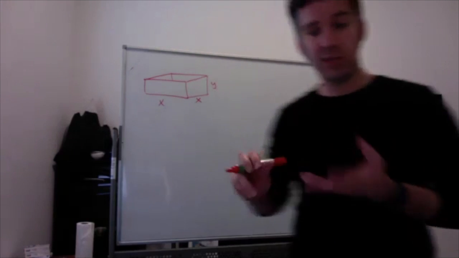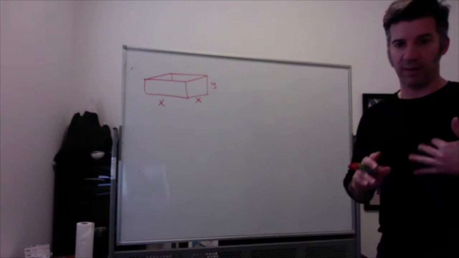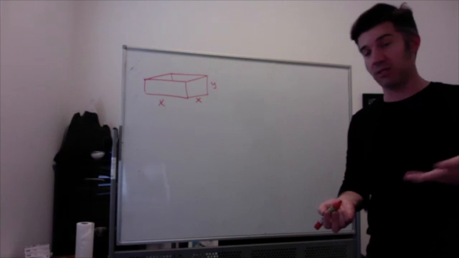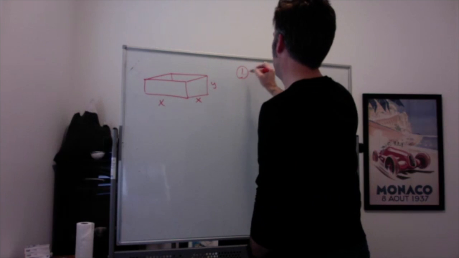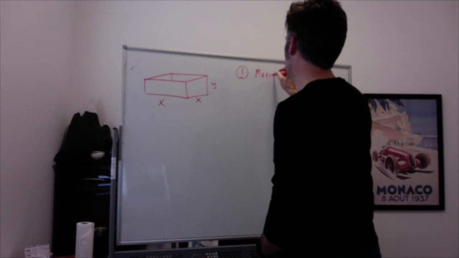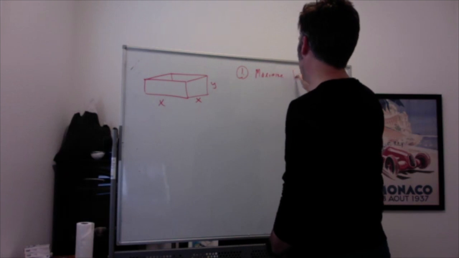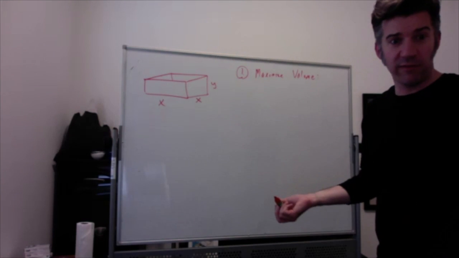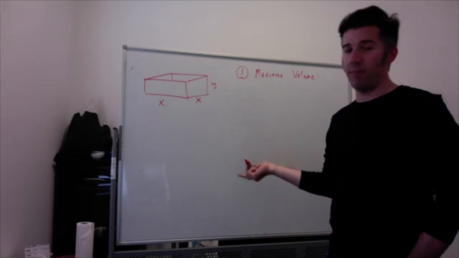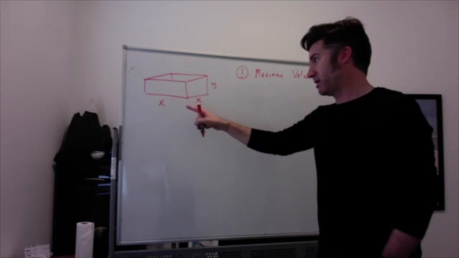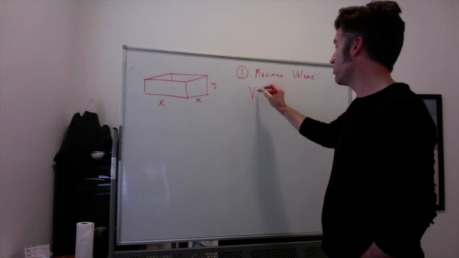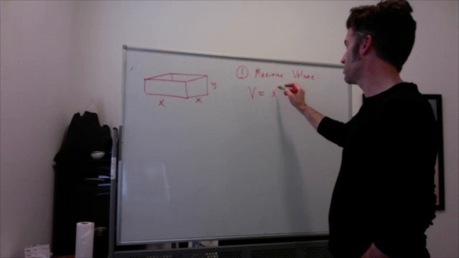I usually start my process by first drawing a picture. Then the first thing I do is write down the thing I want to maximize. I want to maximize the volume. So I find an equation for volume. For an open top box, it's pretty straightforward. It's just base times depth times height. So the volume here is x squared times y.